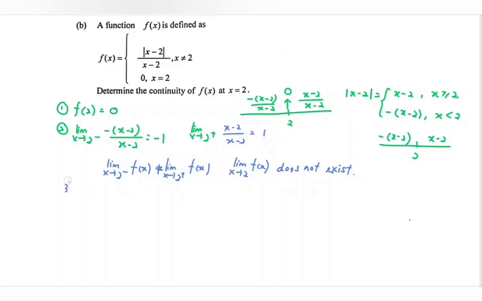So step number 3, we can say that when step number 2 does not qualify, automatically we can say f(x) is not continuous at x equals 2.